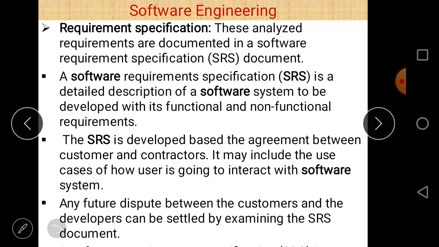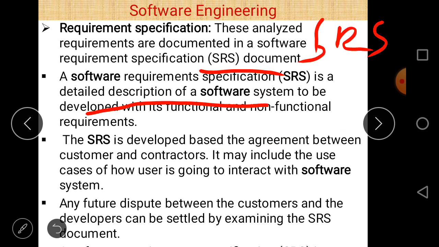In requirement specification, we actually create a report also called SRS. SRS means software requirement specification. So these analyzed requirements are documented in a software requirement specification. Basically SRS is a type of document which contains all information related to a software, or we can say that SRS is a detailed description of a software system to be developed with its functional and non-functional requirements. Both types of requirements are there in SRS.